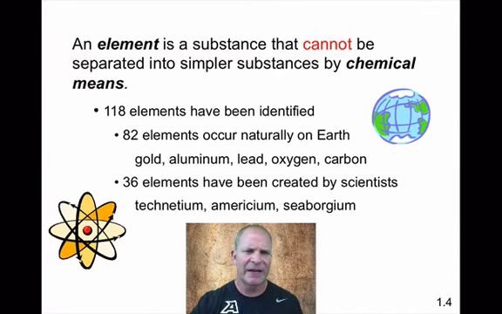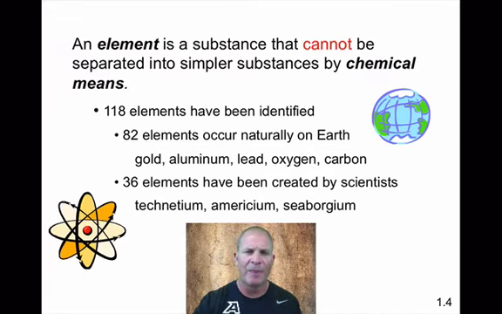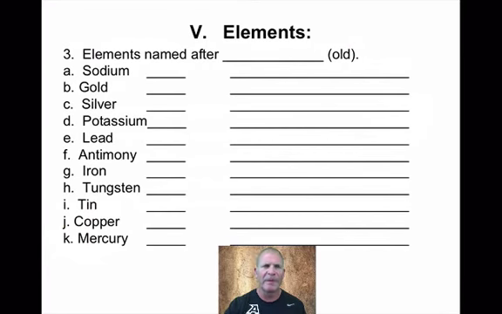So again, it's a slide from Chang. The elements in a substance cannot be separated into simpler substances by chemical means. About 118 elements have been identified. 82 elements are naturally occurring on Earth: gold, aluminum, lead, oxygen, carbon. 36 elements have been created by scientists, such as technetium, americium, seaborgium. There are a number of those. We don't really get down into those, but it's worthwhile being familiar with them.